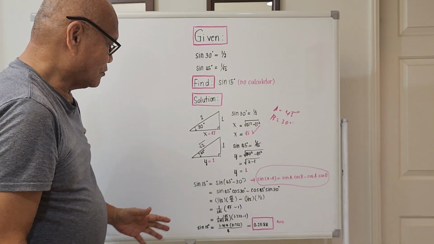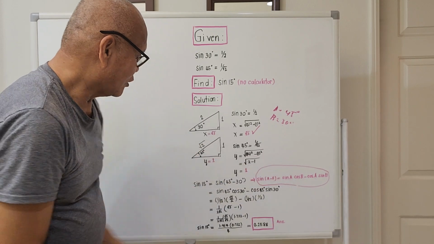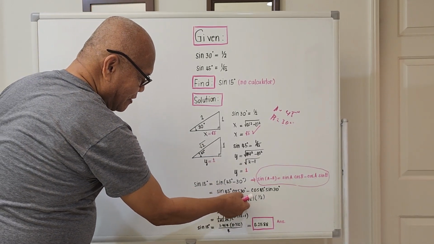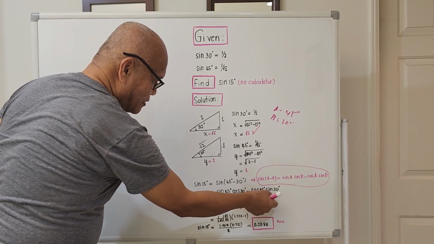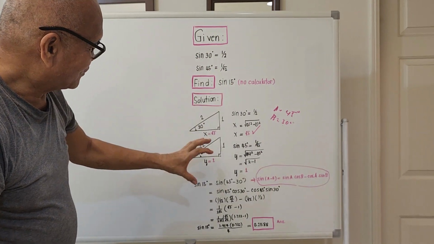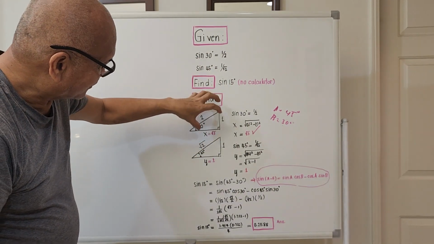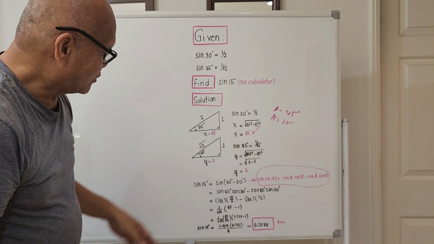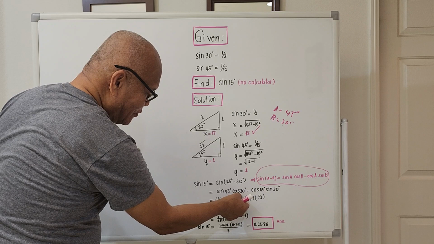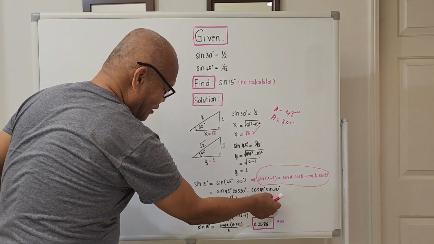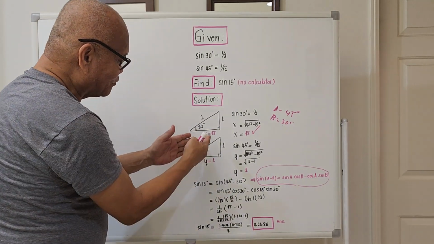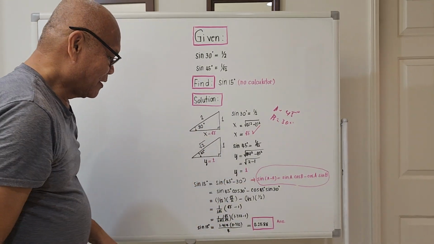So if we now follow this, it will be sine of 45 degrees cosine of 30, minus cosine of 45 degrees sine of 30. Why did I place the value of the triangles? Because we needed the values: the sine of 45, the cosine of 30, the cosine of 45, and the sine of 30. We are now given this side and this side, so we could compute for the cosine value.